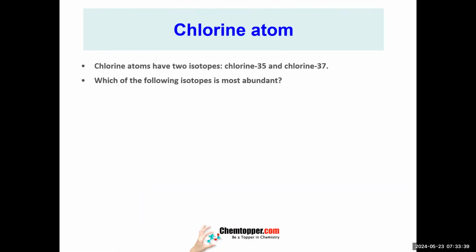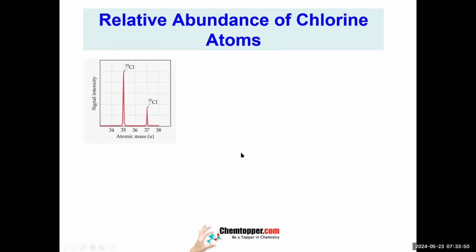Chlorine atom. This I already asked you. Look at the periodic table. So which isotope is more abundant, 35 or 37? Yes. Okay. Can you see the ratio of their heights? This is 35 and this is 37. If this 35 is 75%, then this is 25%.